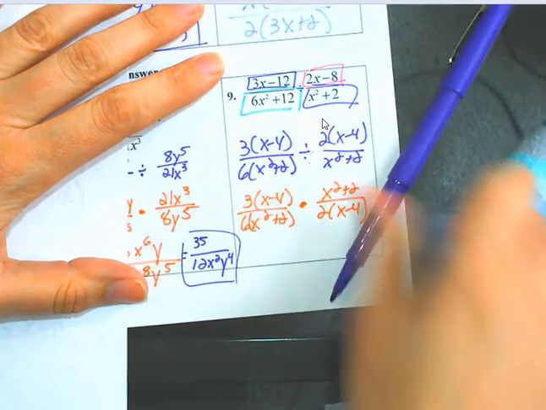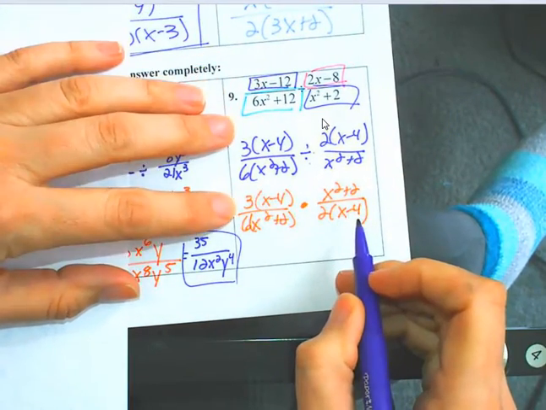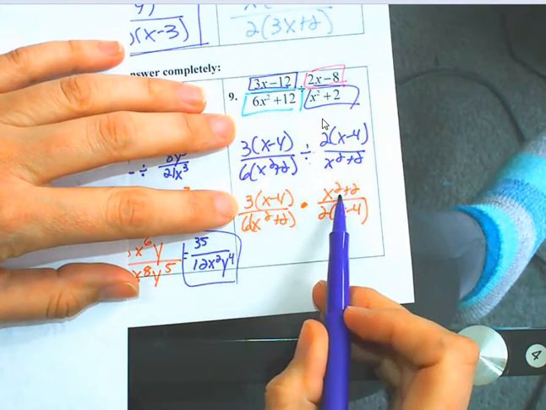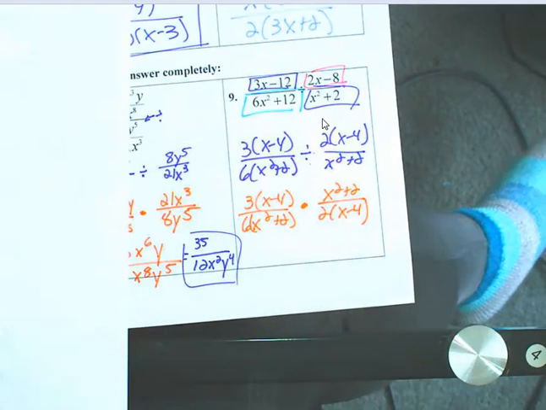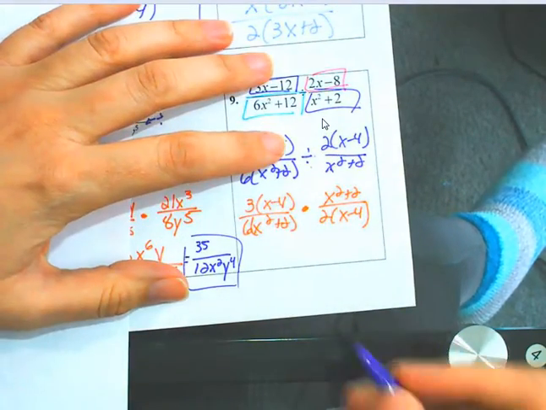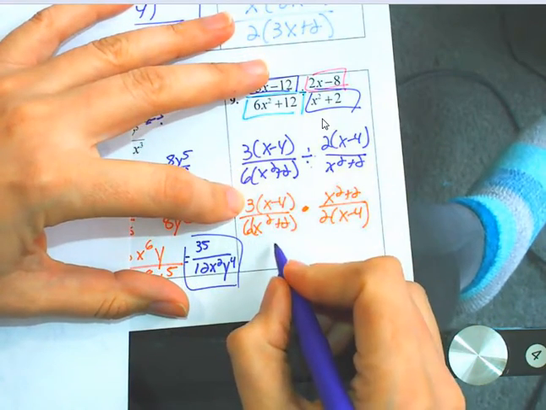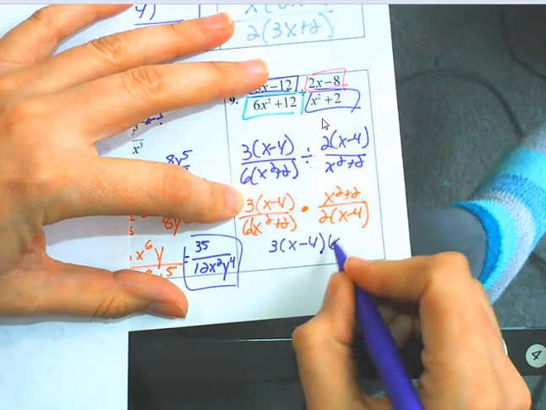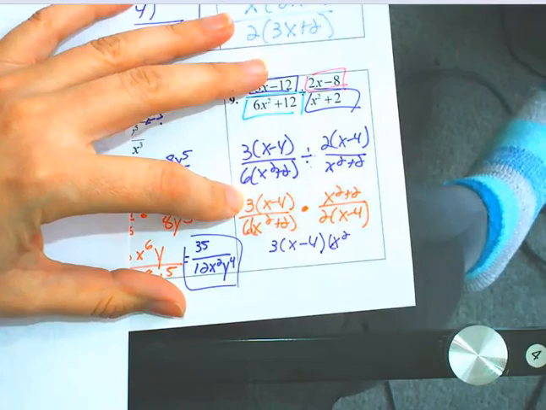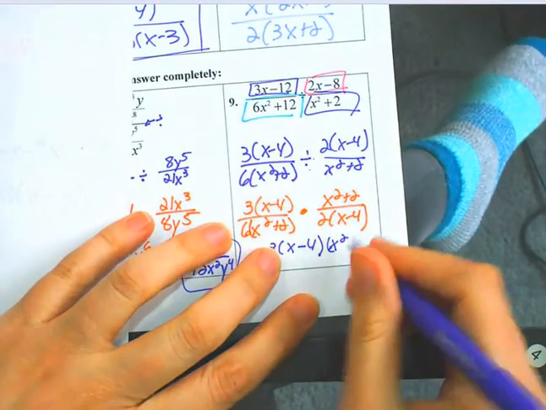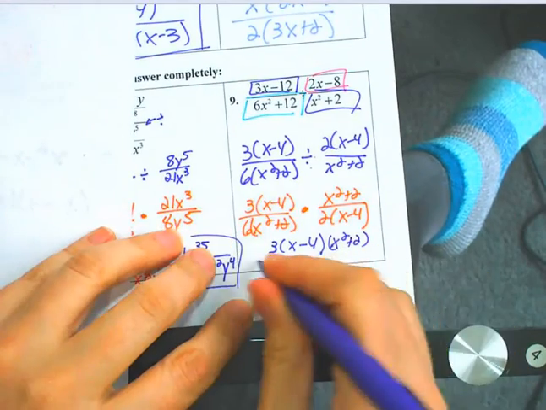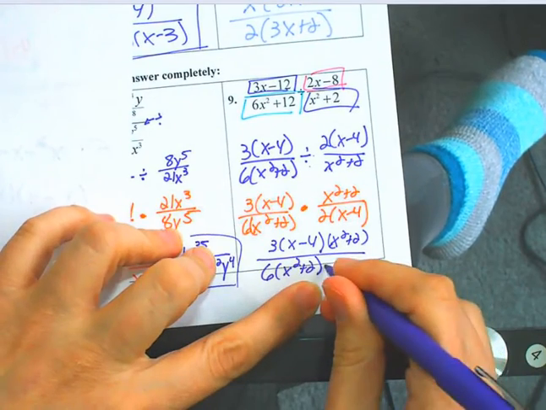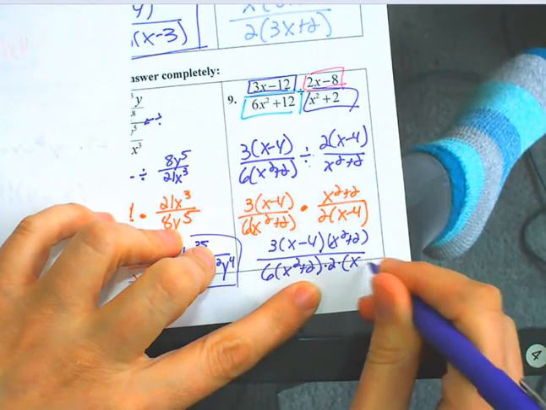Okay? Now, the rule is that we can multiply straight across and then start canceling things out. When I say multiply straight across, basically we're going to put the numerators together and denominators together, but we're not going to multiply things back together because there'll be stuff we can cross out. All right, so I have 3 times x minus 4 times x squared plus 2, all over 6 times x squared plus 2, and then times 2 times x minus 3.